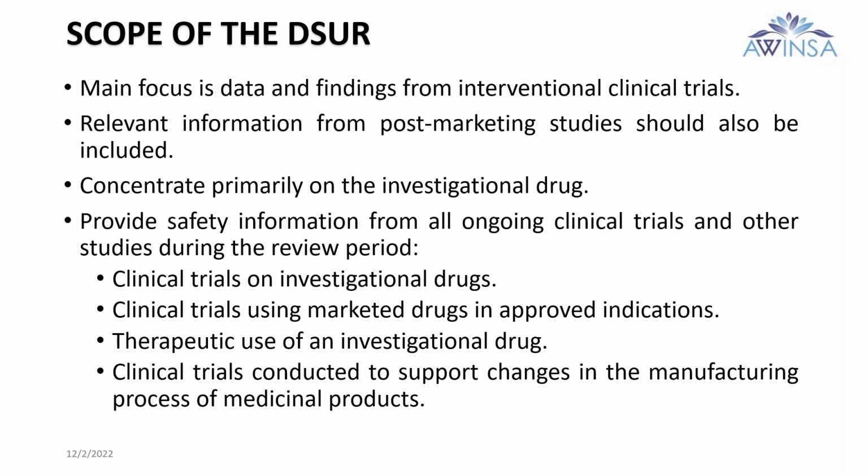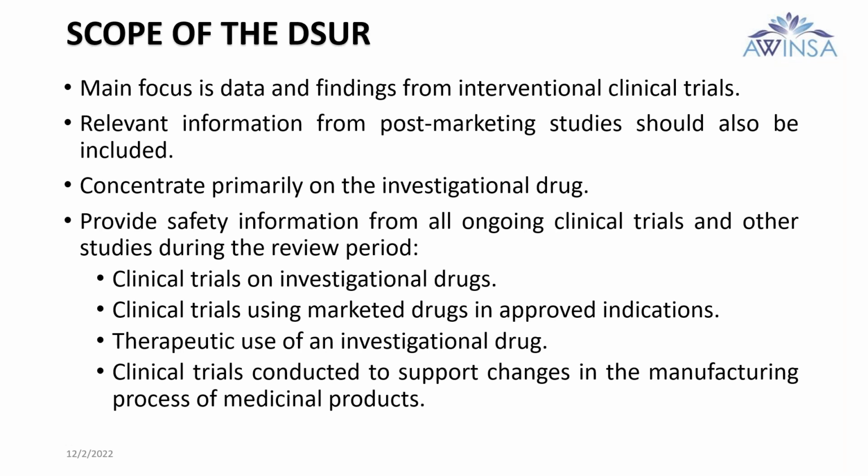So the DSUR should provide safety information from all ongoing clinical trials and other studies that the sponsor is conducting or has completed during the reporting period. These studies include clinical trials using an investigational drug, like human pharmacological trials or therapeutic confirmatory trials, from phase 1 to phase 3. Any clinical trial conducted using marketed drugs in approved indications, like phase 4 trials, or therapeutic use of the investigational drug, like expanded access programs or compassionate use programs, and the clinical trials conducted to support changes in the manufacturing process of medicinal products.